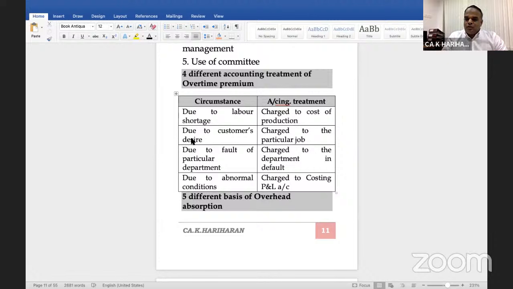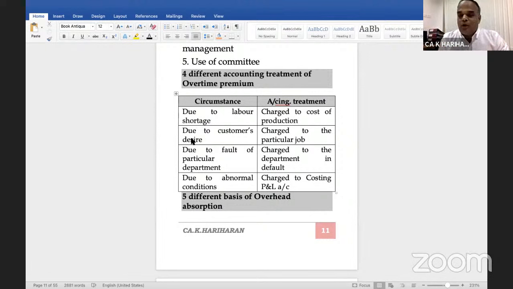So, for 2 hours of overtime, how much am I supposed to pay? 2 hours into 10 is equal to 20 I am supposed to pay. But you have to pay double the normal rate, so 2 hours into 20 is equal to 40. Therefore, 40 I paid, 20 I was supposed to pay. How much excess amount did I pay? 20. The remaining 20 is called overtime premium.